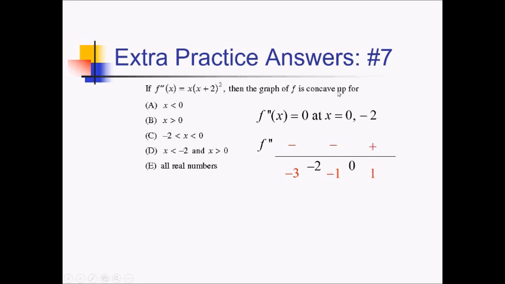We wanted concave up, so that's going to be wherever f double prime is positive. Here, that's going to be for x greater than 0, so that's choice B.